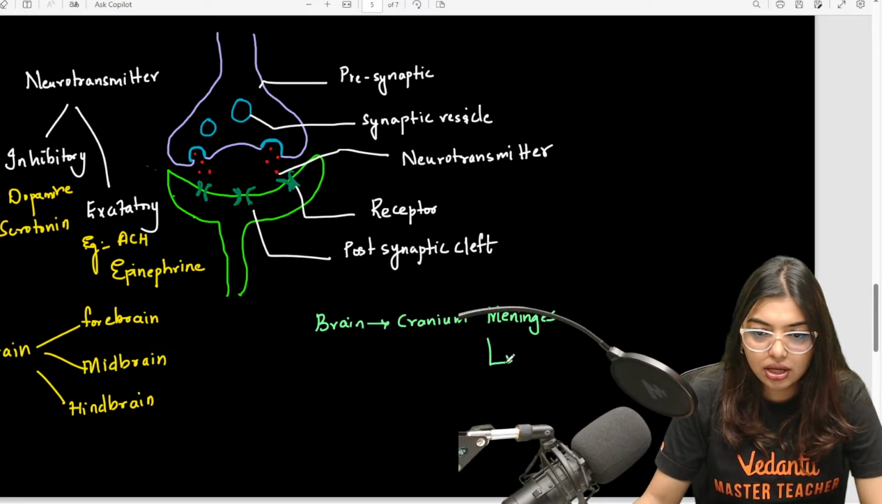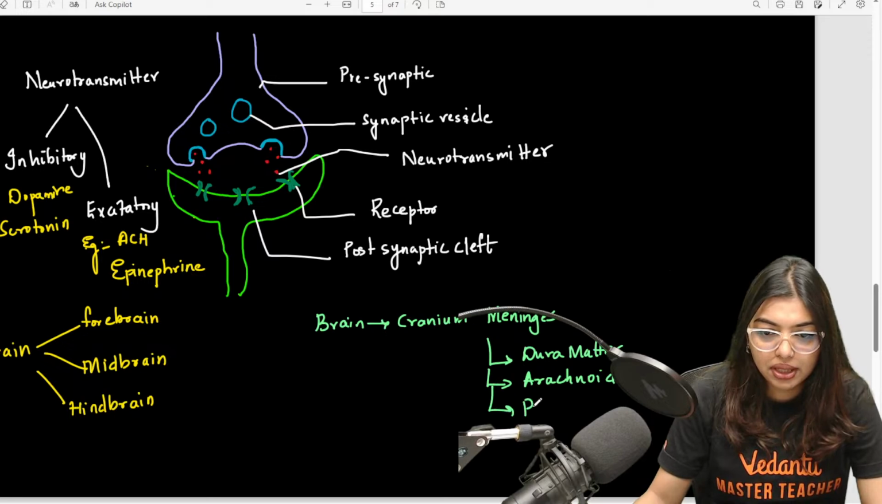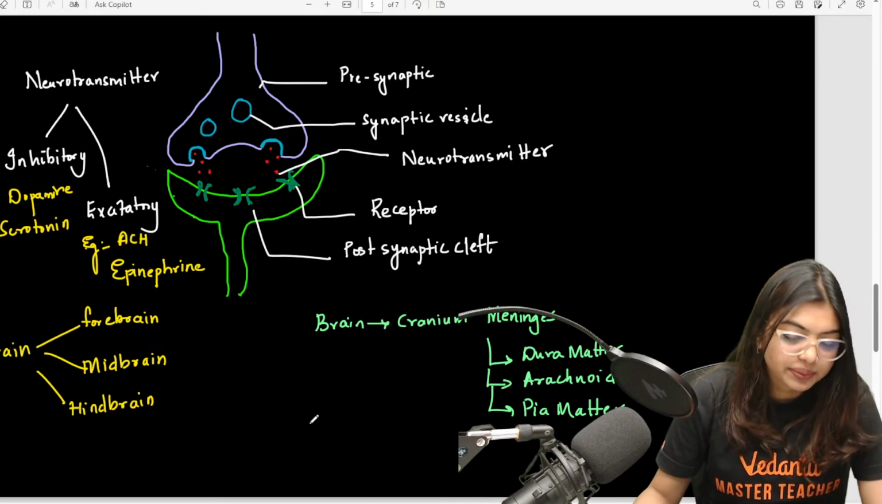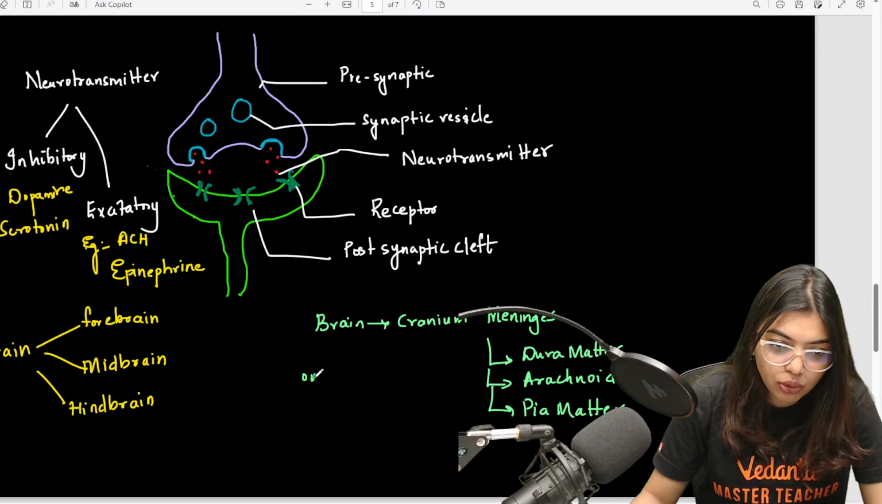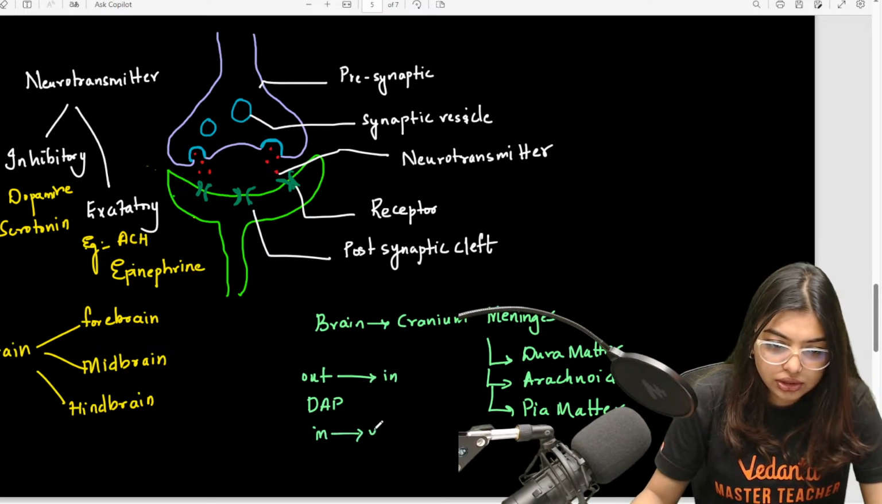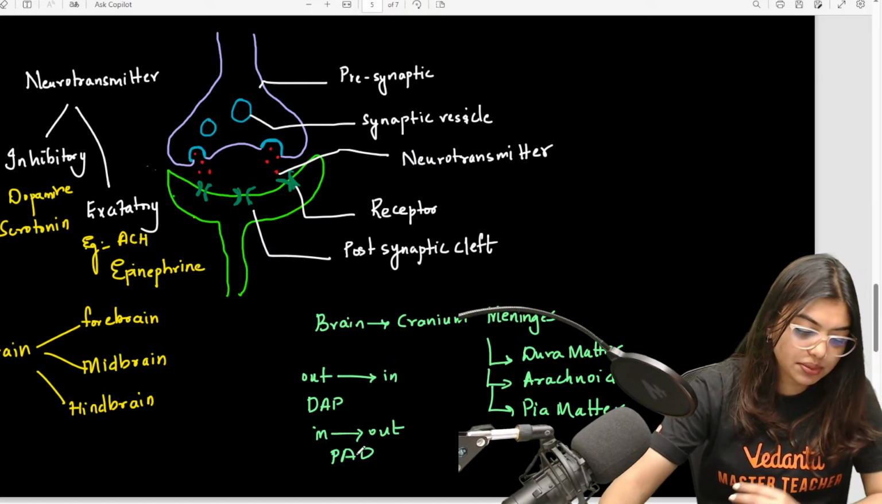Those meninges are called your dura mater, arachnoid, pia mater. Okay, pia mater. Got it? Now students, if you have to remember from out to in, it is called DAP. In to out, it is called PAD. Okay, that is how you have to remember. This question was being asked in NEET.